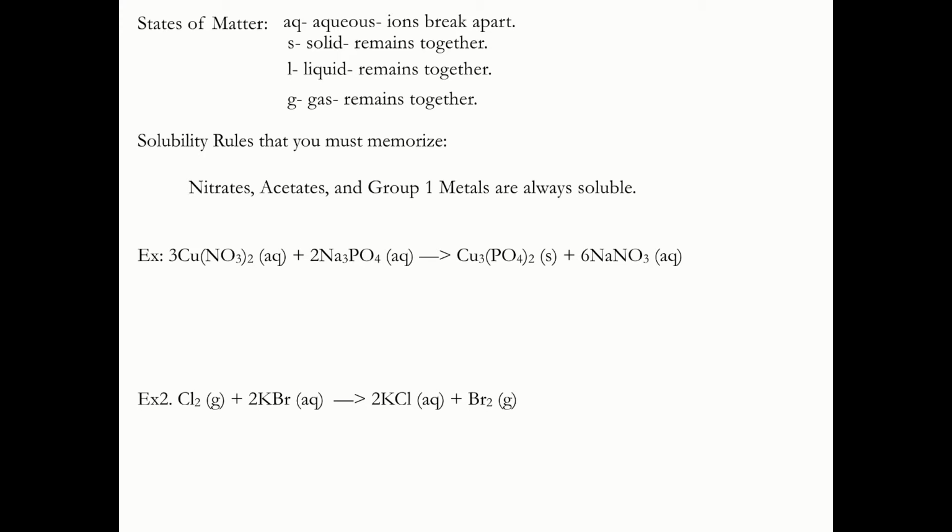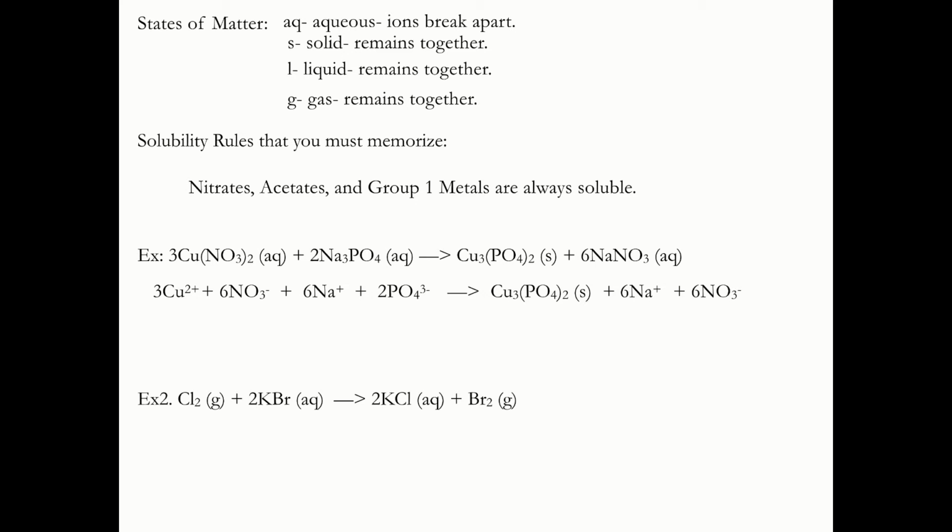So copper nitrate is going to break apart. I have 3 copper ions, so 3 Cu2+, because the charge of copper is 2+. And then I have a total of 6 nitrates, right? I have a total of 6 sodium ions, so notice I'm including the charge, being careful to include the charge. I have 2 phosphate ions, okay? My copper phosphate is going to stay together because it's a solid, it's insoluble. I have 6 sodium ions, and I have 6 nitrate ions.